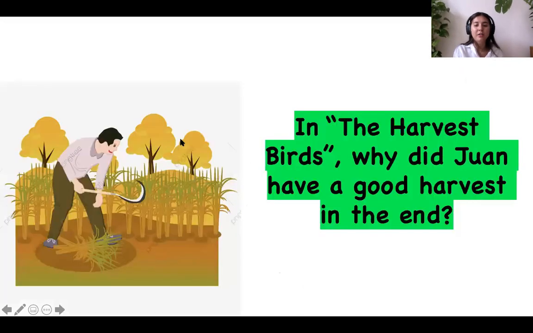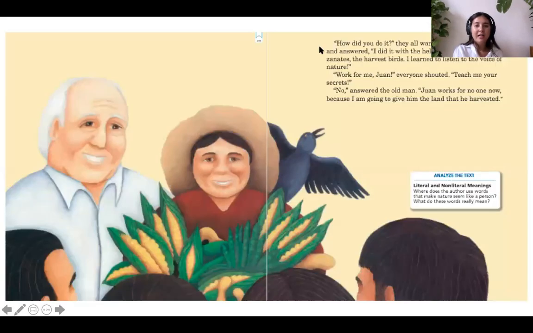This is our prompt for today. In the harvest birds, why did Juan have a good harvest in the end? This is your opinion. You're going to explain to me why you think he had a good harvest at the end of the story. Have a look at the last page.